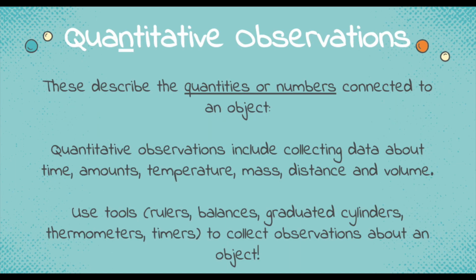Quantitative observations describe the quantities or numbers connected to an object. Quantitative observations include collecting data about time, amounts, temperature, mass, distance, and volume. We use tools such as rulers, balances, graduated cylinders, thermometers, and timers to collect observations about an object.